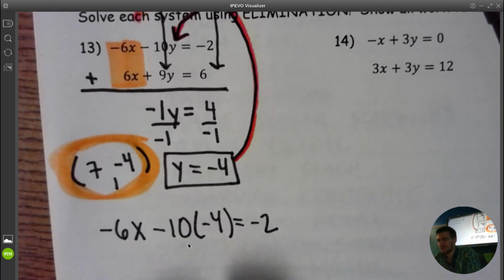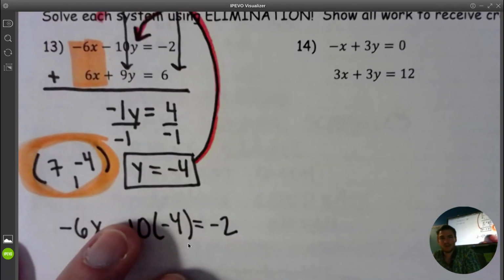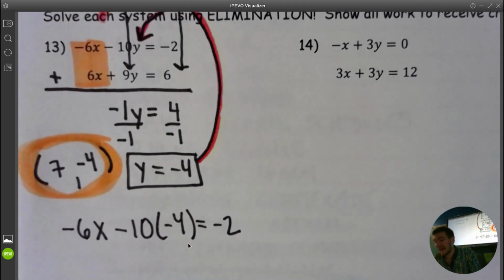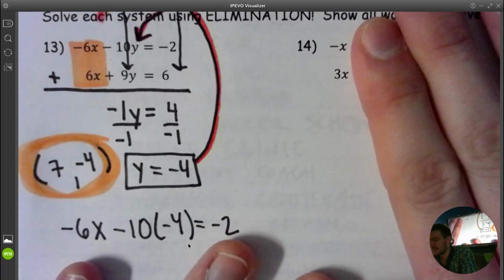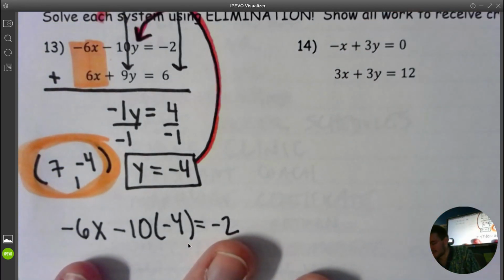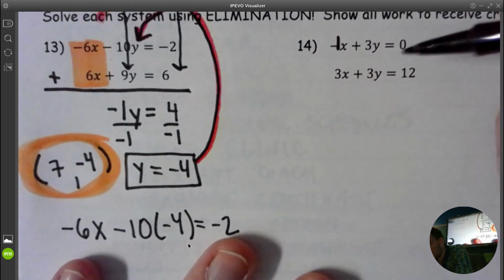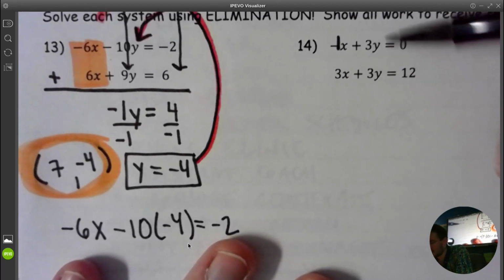All right, we got basically 2 questions left. Number 16 is a joke. It's so easy. Getting started on number 14. This is really the last thing we have to cover. Are the x's perfectly going to cross off? No. Negative 1 plus 3 does not make 0. What about 3 plus 3? Does 3 plus 3 equal 0?